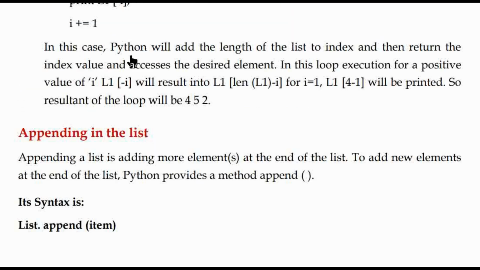In this case, Python will add the length of the list to the index and then return the index value and access the desired element. In this loop execution, for a positive value of i, L1[-i] will return L1[len(L1) - i]. For i equal to 1, L1[4 - 1] will be printed. So the result of the loop will be 4 5 2.